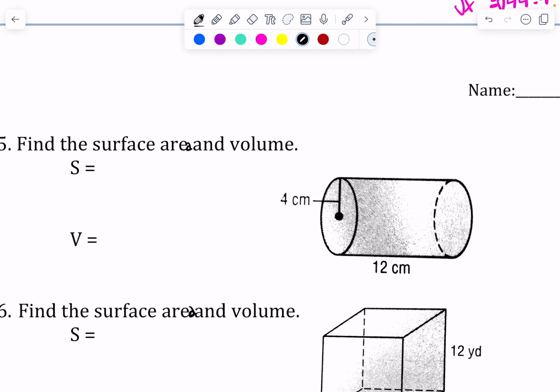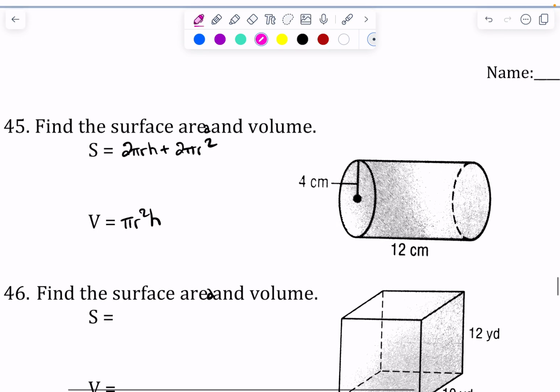It is 2 pi r h plus 2 pi r squared. And then volume is pi r squared h, I think. Yes. Okay, so cylinder is pretty straightforward. Height is 12 because it's like laying down, and then the radius is 4. So 2 times pi times 4 times the height, which is 12, plus 2 times pi times 4 squared.